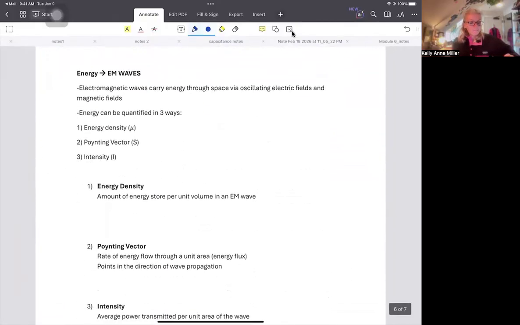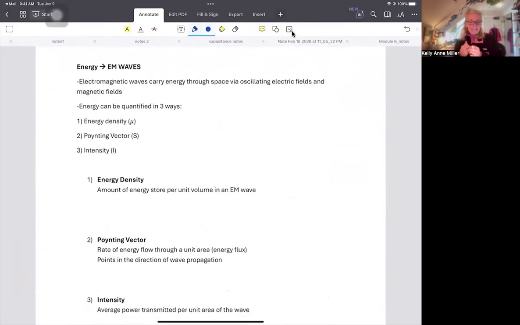Now let's talk about energy. Electromagnetic waves carry energy through space via these oscillating electric and magnetic fields. That energy can be quantified in three different ways, three quantities that all have to do with energy but mean different things. The first is energy density, the second is something called the Poynting vector, and the third is something called intensity. They're all connected to energy, but they have slightly different physical meanings.